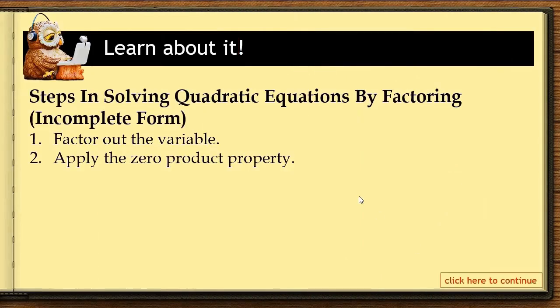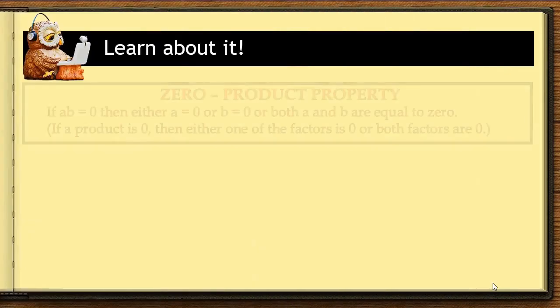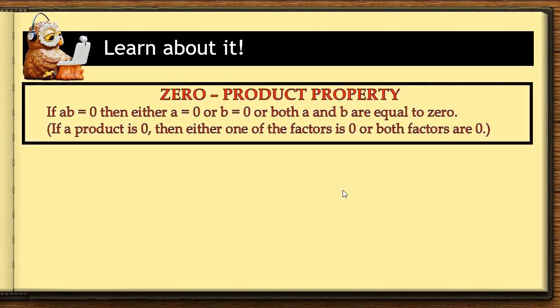Now, let us study the steps in solving quadratic equations by factoring in incomplete form. There are only two steps. The first one is to factor out the variable, and the second one is to apply the zero product property. Now, what do we mean by the zero product property? If the product of A and B is equal to 0, then either A is equal to 0 or B is equal to 0, or both A and B are equal to 0. In short, if a product is 0, then either one of the factors is 0 or both factors are 0.